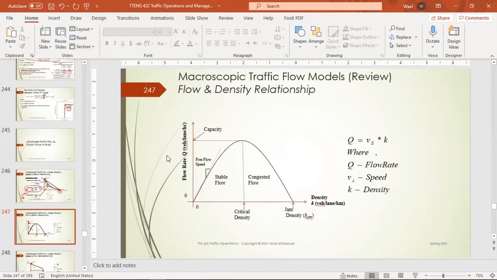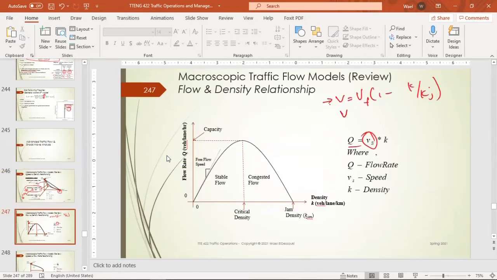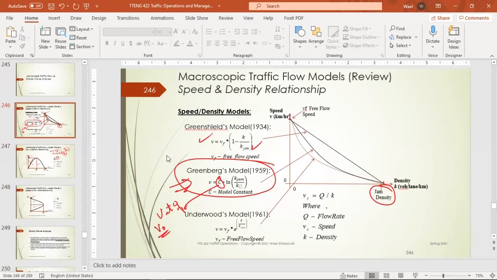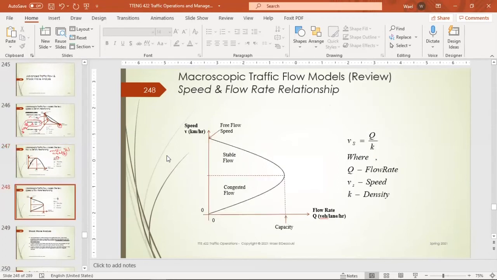Again, here the flow is basically a function of the speed multiplied by the density. So that's Q. The speed, as we mentioned, can be either linear, minus K over K jam, that's the Greenshields model; or like in the Greenberg model, V could be V optimum ln K jam over K; or like in Underwood, exponential, like here. Clear? So that's the flow density diagram, and that's the speed flow diagram, which is basically the division of the discharge rate over the density, as you can see from here.